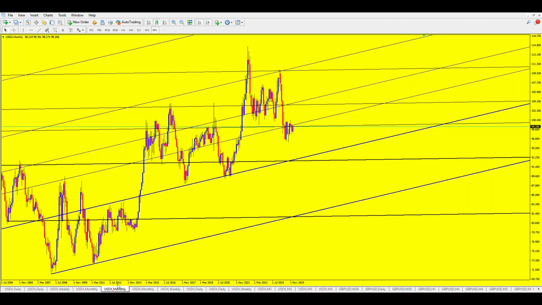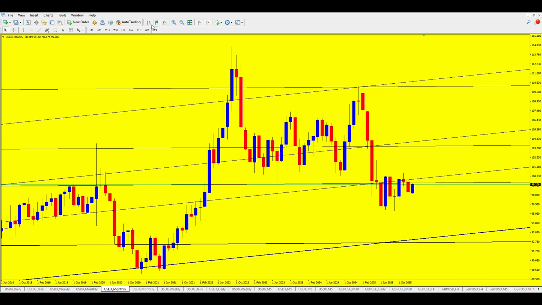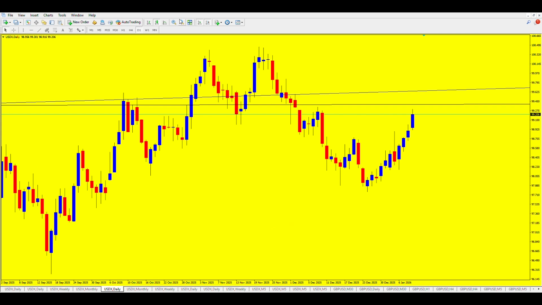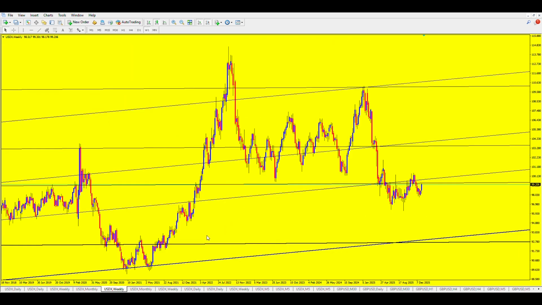On the next analysis, we have the channel. We have the uptrend channel, and it's interesting to see that the monthly candle tries to hit the resistance, but it's still yet to hit. So this week we might see more bullish momentum coming into play. Nothing more, nothing less, still bullish on the daily time frame and the weekly time frame.